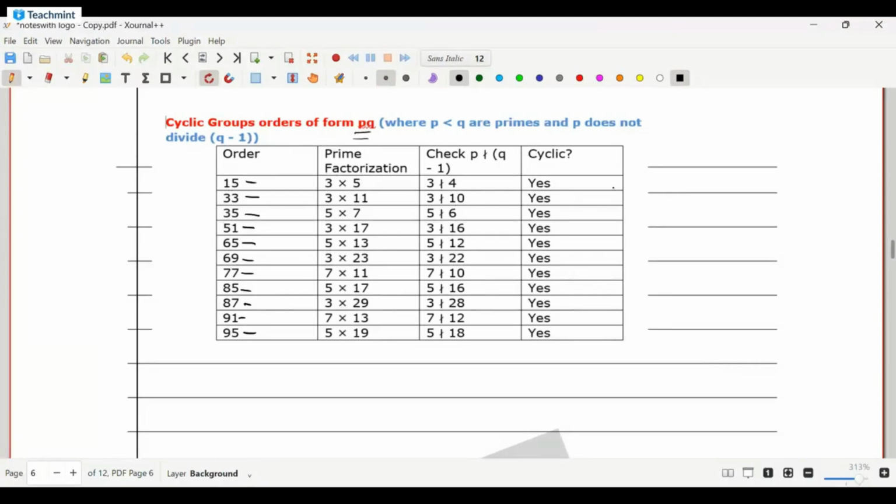So number of cyclic subgroups, దీనికి number of subgroups ఎన్ని వస్తాయి సార్? వీటన్నిటికి కూడా 4. So number of subgroups is equal to 4. So number of elements of order 5 ఎన్ని వస్తాయి సార్? 5 minus 1. Number of elements of order 11 is equal to 11 minus 1 up to 4.